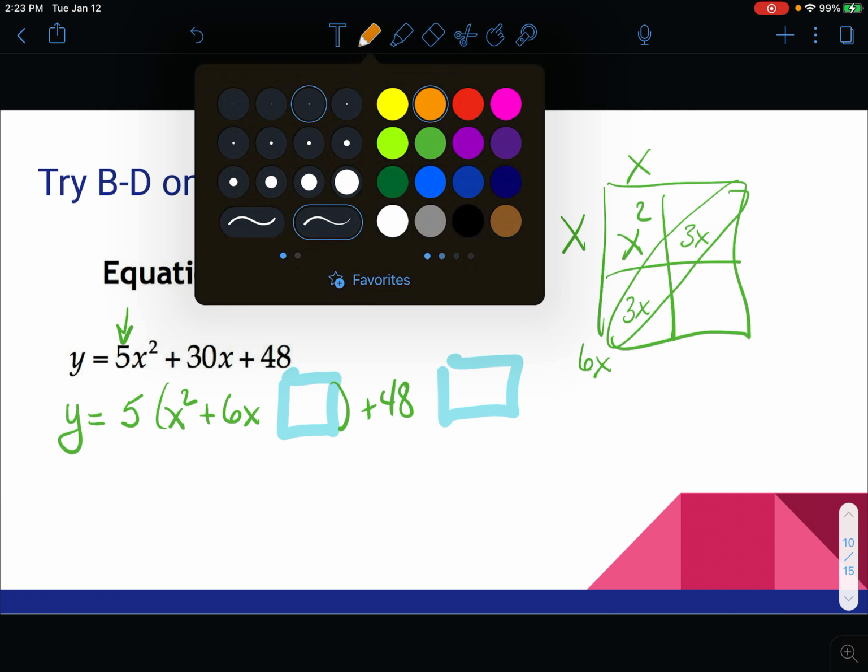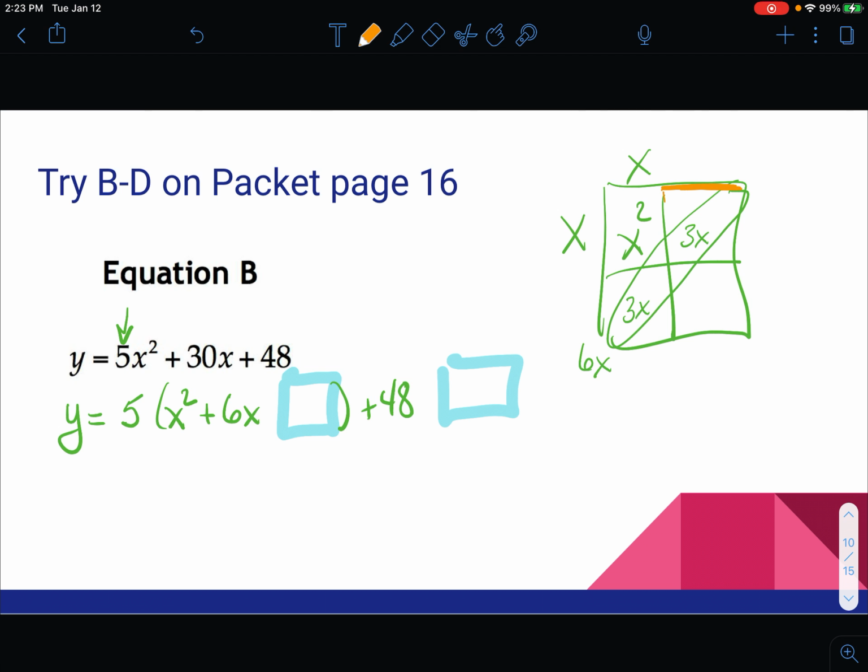The way to finish this top right, it would be what times x is 3x? Well, that's a 3. And x times what is 3x? That's a 3. 3 times 3, that's this, 3 times 3 is 9. So plus 9 is the piece that I'm missing. Now please remember, we didn't just add 9. We added 45. So to balance, we need to subtract the 45.